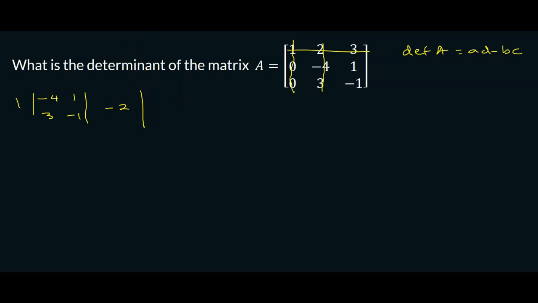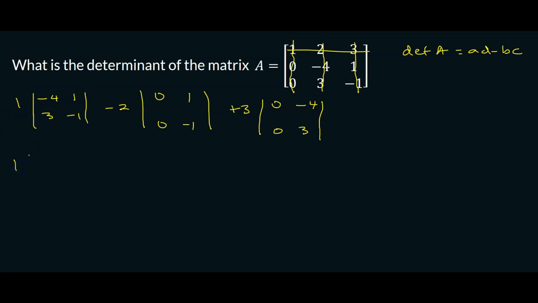Actually, when we have minus 2 here, then you have 0, 1, 0, negative 1. And then we have plus 3, and then you have 0, negative 4, 0, 3. And so the next step we're going to go through is we're going to multiply the number out here, which is our scalar multiplier, by the determinant of the 2 by 2 matrix.